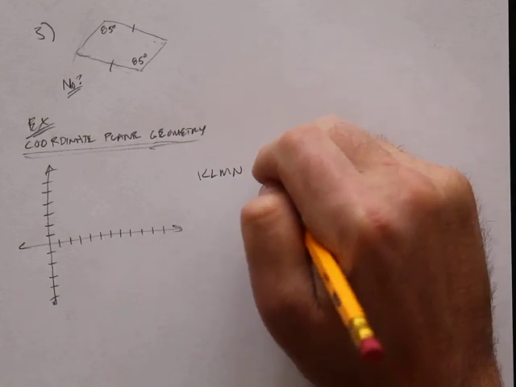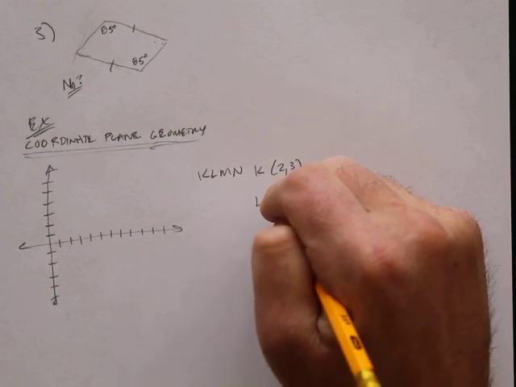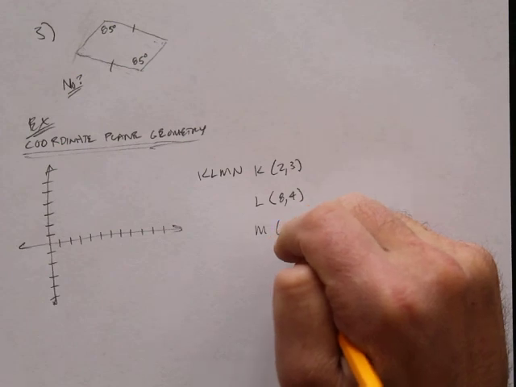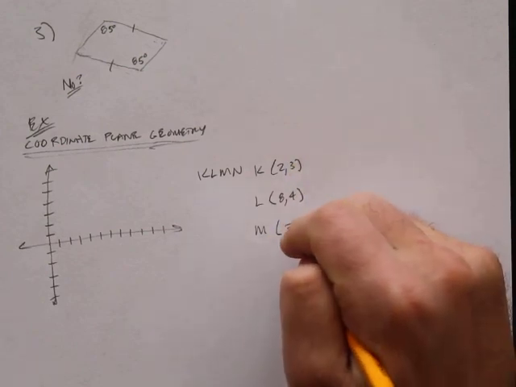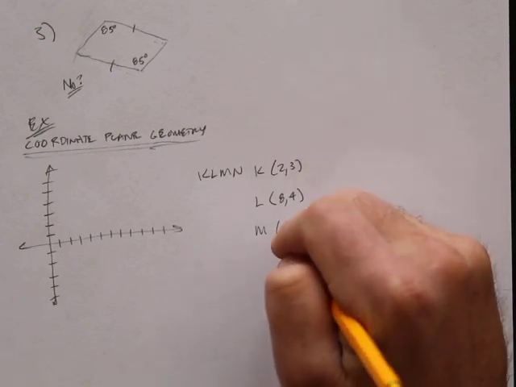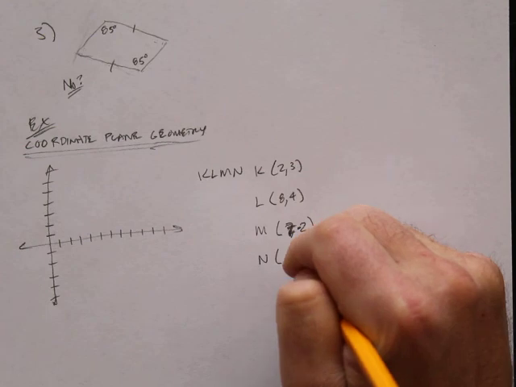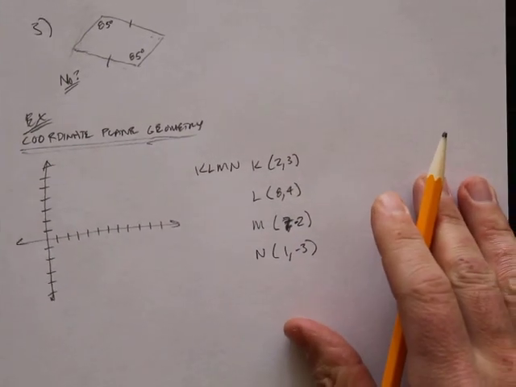K is (2, 3). L is (8, 4). M is (7, negative 2), and N is (1, negative 3). All right, notice I left a little space between here. You'll see why in a minute.